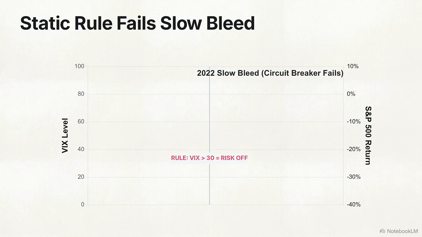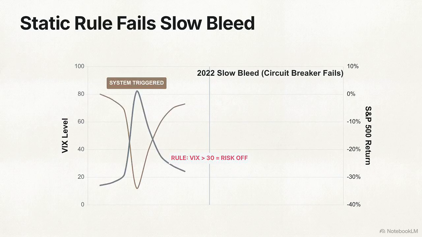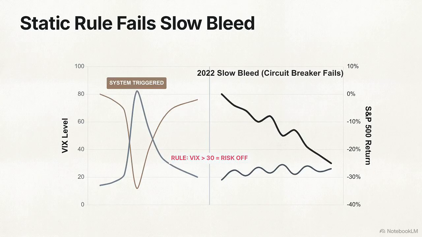Contrast that with this split-screen view of 2022. During a slow bleed bear market, the VIX can stay below 30 for months. The S&P 500 can drop 25% while the circuit breaker never triggers, leaving you exposed to a grinding decline.